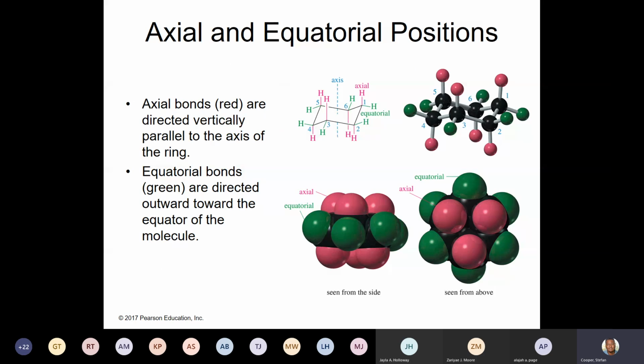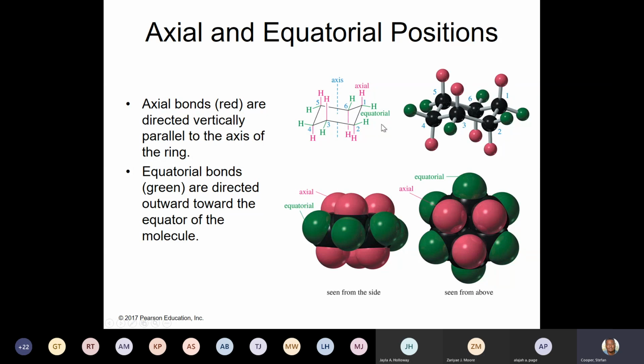Very important today, we need to start to discuss these positions on the ring. There are two position terms that we use: axial, which is along the axis that's always vertical to the ring, and equatorial, that's horizontal to the ring. We want to make sure we're comfortable with the axial position versus the equatorial.